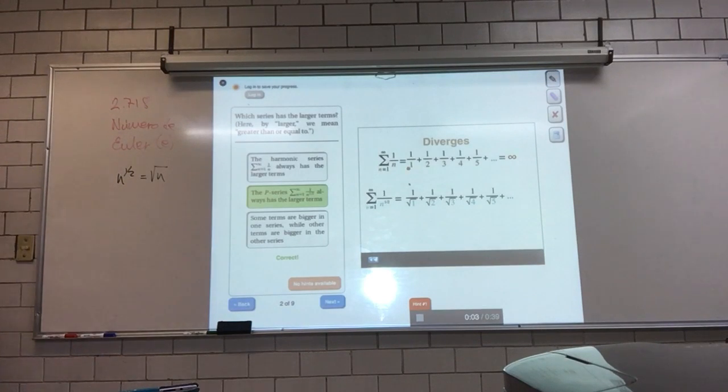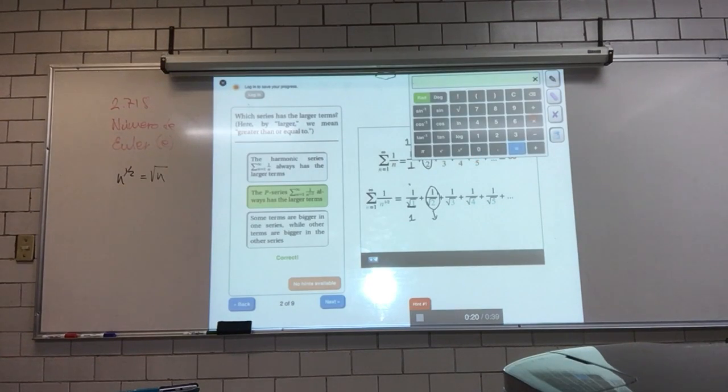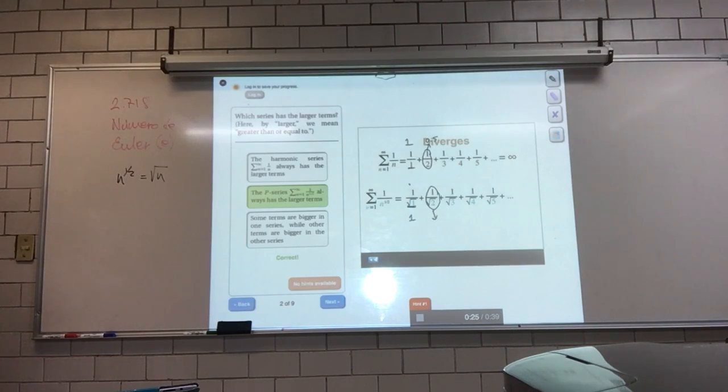The first term in each of these series is equal to 1. 1 over 1 is 1, and 1 over the square root of 1 is also just 1. 1 half we can write as 0.5, and 1 over the square root of 2, the calculator tells us, is approximately 0.707. You can check each of the additional terms, but what you'll find is that the terms on the bottom are usually greater than the terms on top.